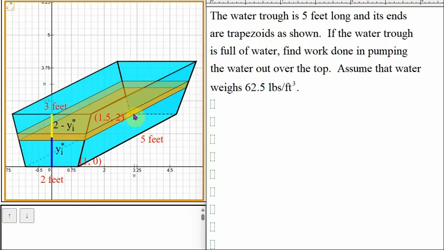So here's the water trough again, and it's 5 feet this way. And then across here is 2 feet, and then across here is 3 feet, and then the height here is 2 feet. And so once again, we want to find the work done in pumping the water out over the top. And we'll make the assumption that water weighs 62.5 pounds per cubic foot.